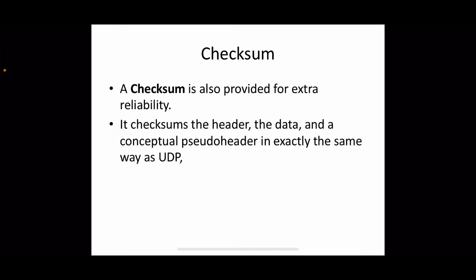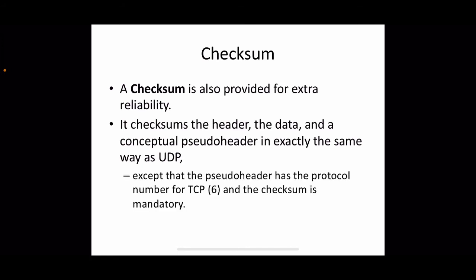And the next field is checksum. We have already seen this checksum in the UDP segment also, right? It is used to provide extra reliability. It checksums the header, the data, and a conceptual pseudo header in exactly the same way as UDP. We have already seen that clearly there, so the same thing happens in the case of TCP also. But the difference between UDP and TCP in computation of checksum is that the pseudo header has protocol number 6 for TCP. In the case of UDP, it was 17, right?